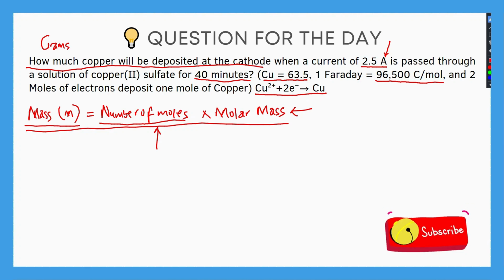Now, since this is electrochemistry, to get the number of moles, there are some other details we need. We need to calculate the total charge that was used, Q, and then we need to calculate the number of moles of electrons that have been used in this chemical reaction. And then we use that information to calculate the number of moles. So let's do each and every one of them step by step.